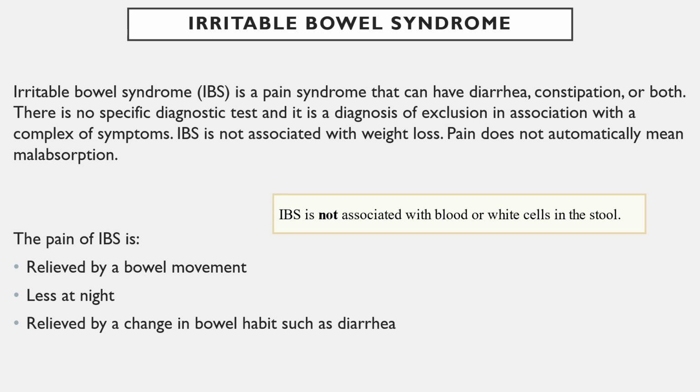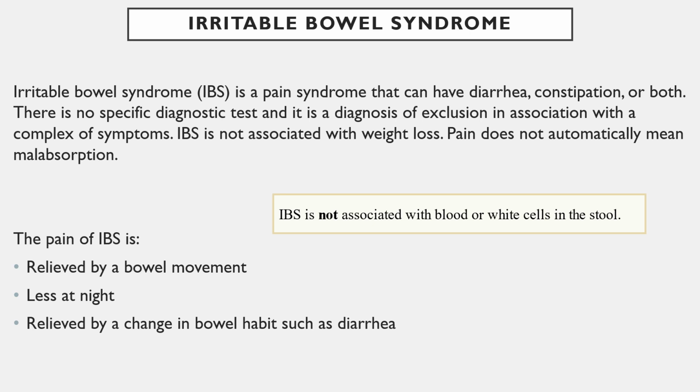This slide discusses so-called irritable bowel syndrome, or IBS. IBS is a pain syndrome which is associated with diarrhea, constipation, or both. There is no specific diagnostic test, and it is diagnosed by exclusion in association with a complex of symptoms. IBS is not associated with weight loss. Pain does not automatically mean malabsorption.